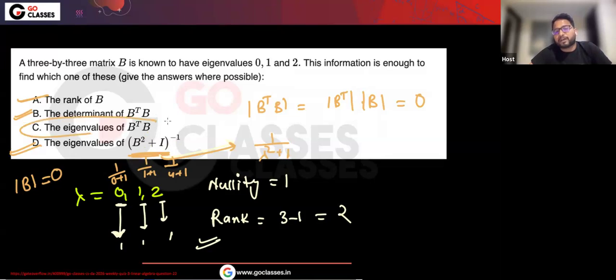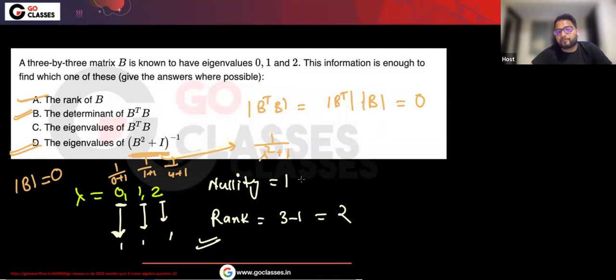But what about the eigenvalues of B transpose B? There is no way to find out the eigenvalues of B transpose B. You can find out the eigenvalues of a polynomial of B. You might remember this from the Cayley-Hamilton theorem, right? Eigenvalues of a polynomial of B are very easy to find out. If it is B square or anything like this, then it is lambda square plus, instead of I you will have 1, so lambda square plus 1. Inverse means 1 upon lambda square plus 1. These are the eigenvalues of B square plus I inverse. But for the eigenvalues of B transpose B, there is no way to find them using the eigenvalues of B.